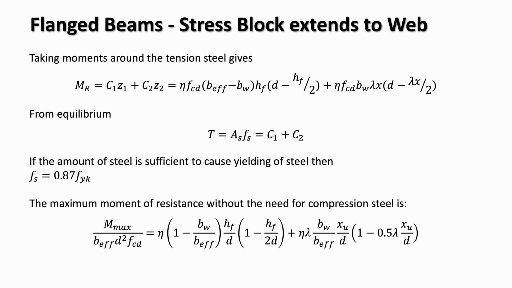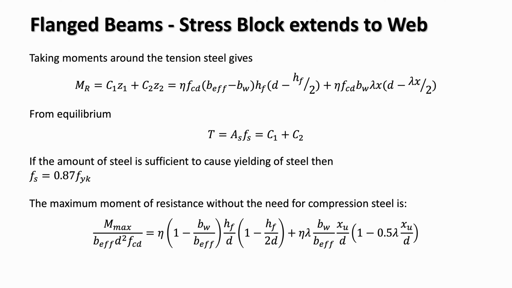This slide brings the flange and the web case together by taking moments around the tension steel. Each compression component contributes its own moment. The flange compression C1 acts with the lever arm Z1, and the web compression C2 acts with Z2. Adding these gives a total moment of C1 times Z1 plus C2 times Z2. From equilibrium, the total compression must balance the tension in the reinforcement. So T, the tension in the reinforcement, which is As, the area of reinforcement, times fs, the strength of steel, has to equal C1 plus C2.